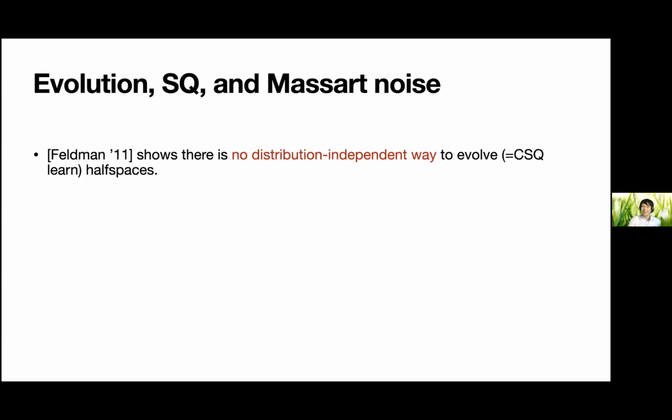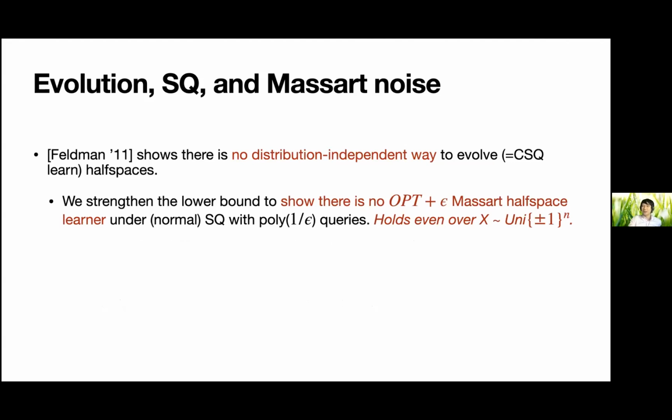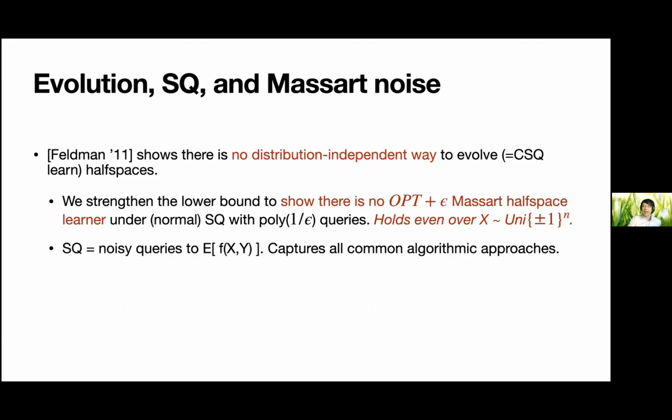So why doesn't that work? It's because we know there's actually no way to learn half spaces in CSQ. That's a result of Feldman, and once you realize this connection, you can use the same instance from Feldman's proof to show that there's no algorithm which achieves error OPT plus epsilon using poly 1 over epsilon queries. And this holds even when your x is drawn from a very nice distribution, uniform on the hypercube. And this lower bound is for any SQ algorithm.